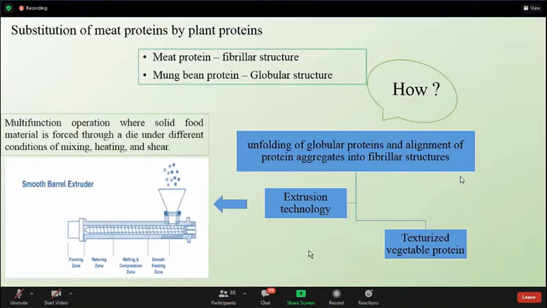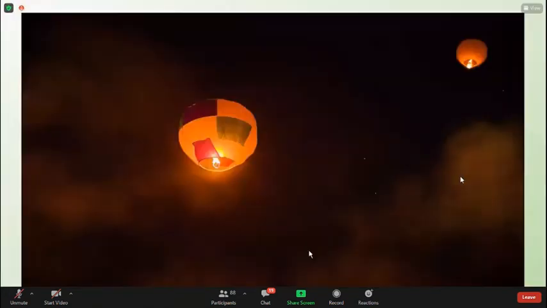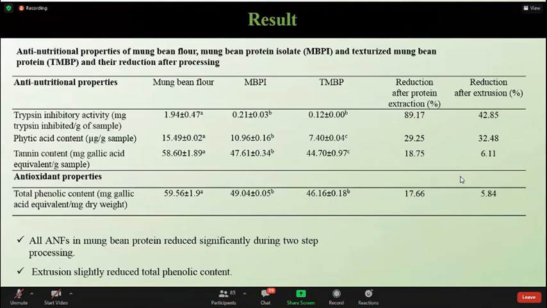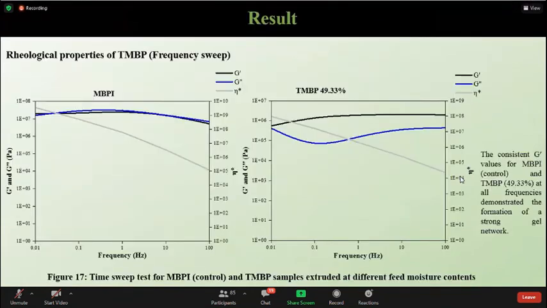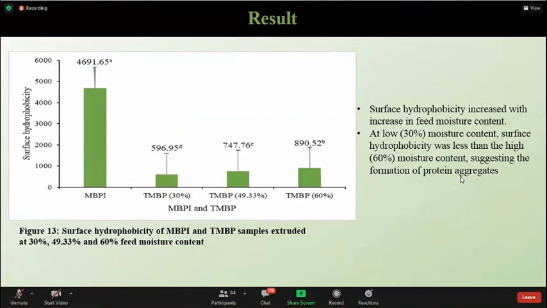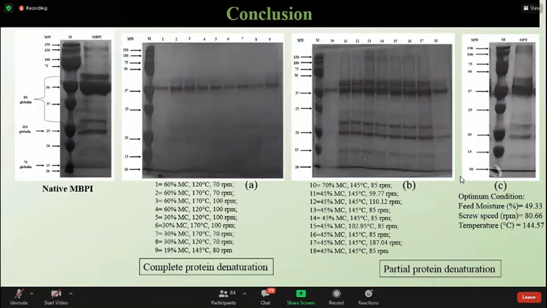This, more or less, I discussed about our funding. Basically, very unfortunate because I got only one day to prepare all this slide. So I just brief you basically what we have covered. And from this work, we have produced four papers in Food Chemistry, in Food Research International, and also in Innovative Food Science and Emerging Technologies, and also in Food and Function.